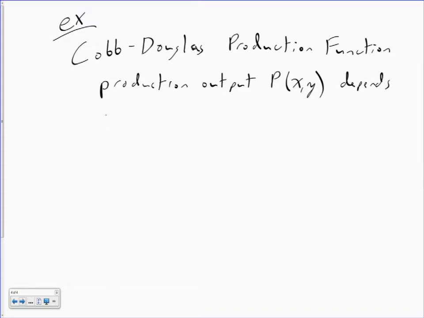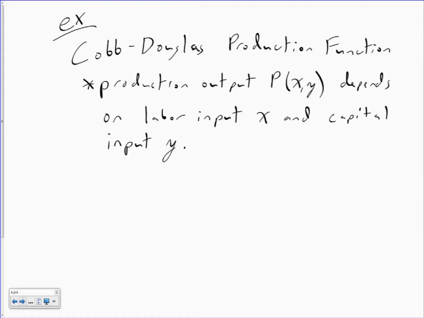And it depends on your labor input, which we'll call X, and your capital input, which we'll call Y. All right, so the labor input is maybe measured in something like person hours. So how many hours worth of labor did people put into this process to manufacture whatever you're producing?